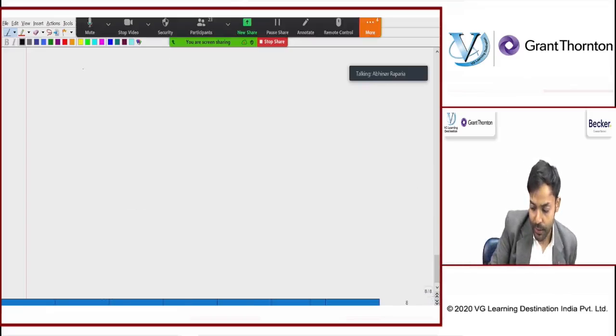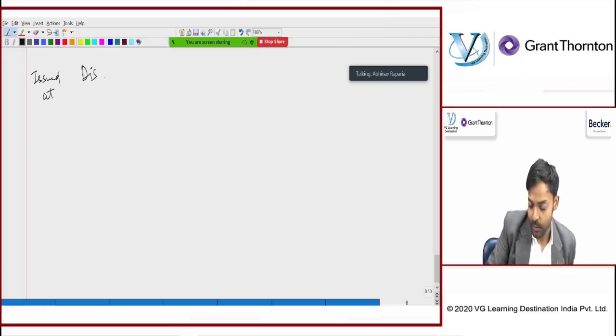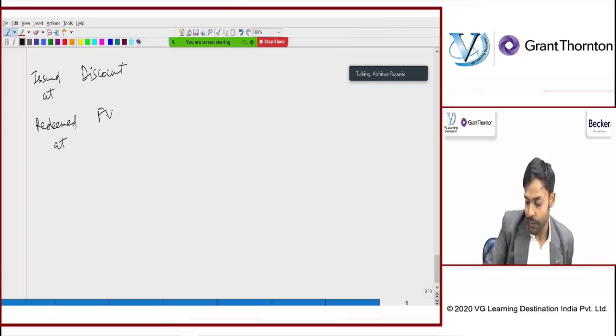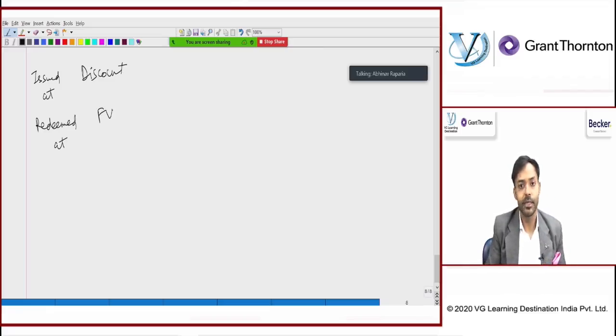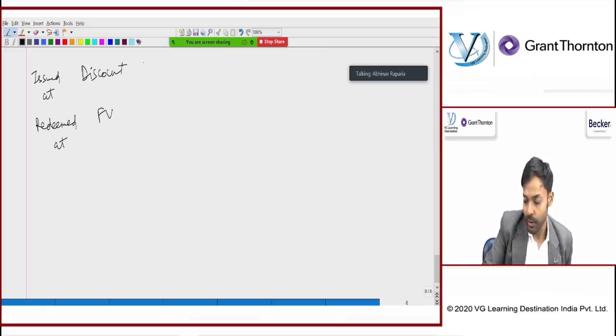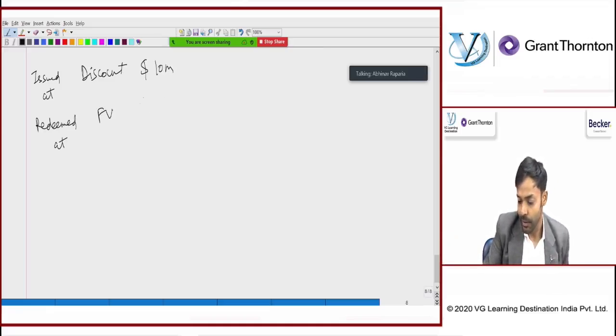It is generally issued at discount and redeemed at face value. So for example, you need approximately $10 million. So you issue it at the discounted cash value, and then you redeem it, for example, at approximately 11 million. So this is the interest that you have to pay. This is the difference that you pay as interest.